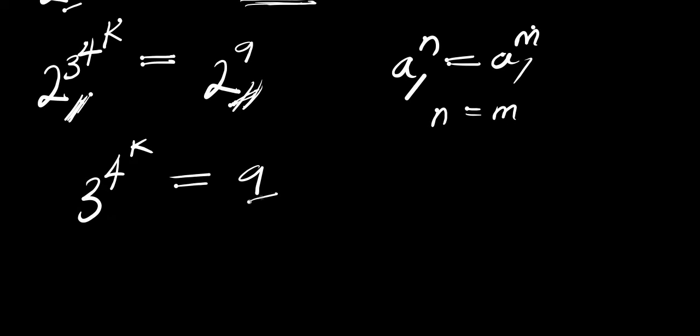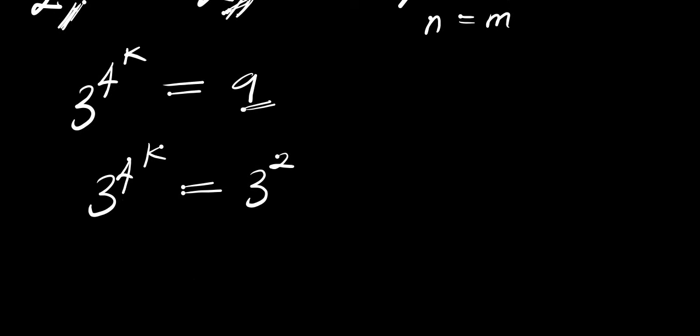Now, 9 here is a perfect square. We can have it as 3 power 4 power k equals 3 power 2. 3 power 2 is the same thing as 9. So, we have 3 here at the base, and we have 3 here at the base. We can compare the exponent as well. So, we are now going to be left with 4 power k equals 2.